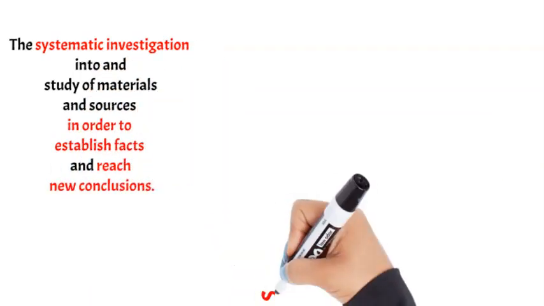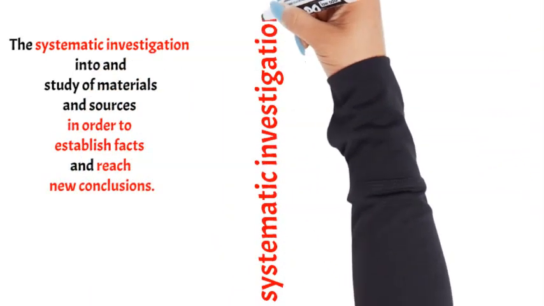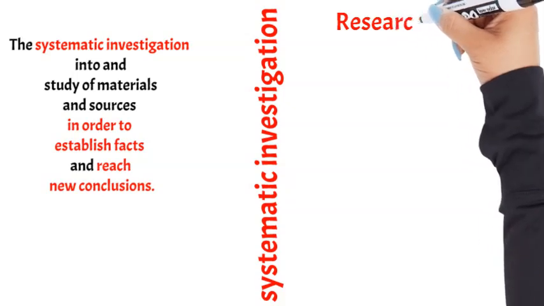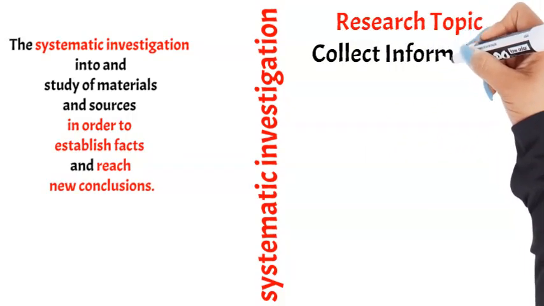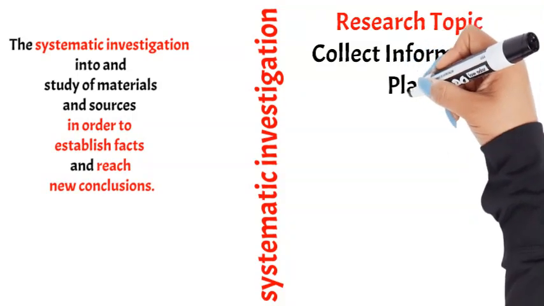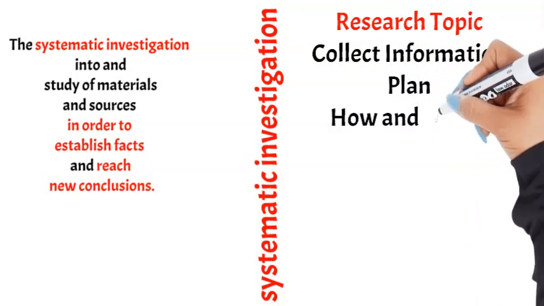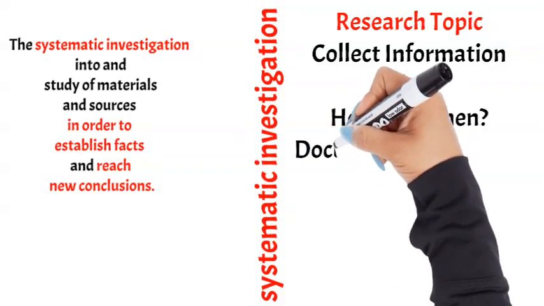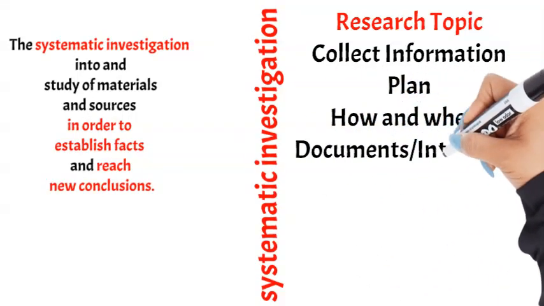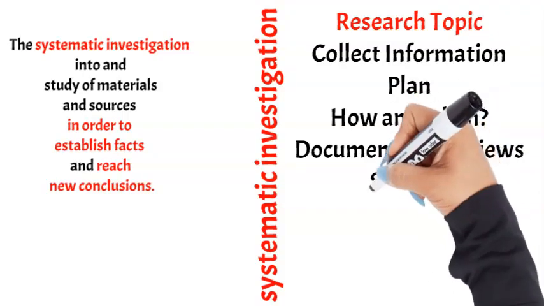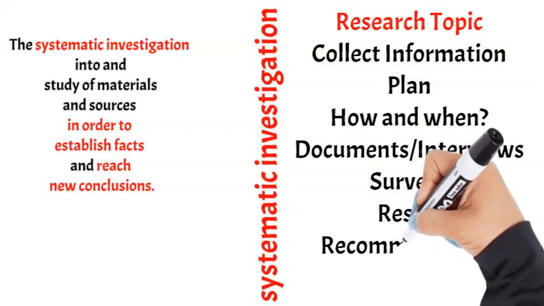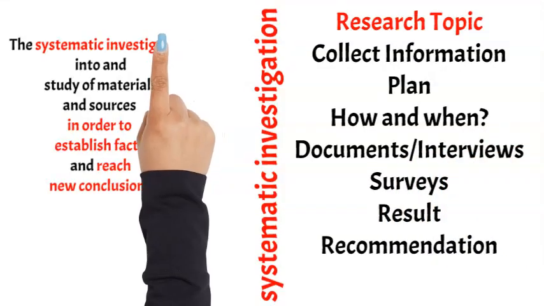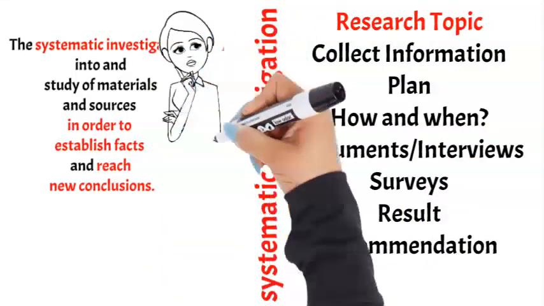So, if we have the same example, but we take the real meaning of systematic investigation, what do we mean by that? We have a research topic. For that topic, we collect information. All right. Not just like that, we plan for it, how we are going to collect information and when we are going to collect information. Either I'm going to read some documents, or I would conduct interviews, or I would share some survey questions. Then you have results, and based on the results, you get some recommendations.